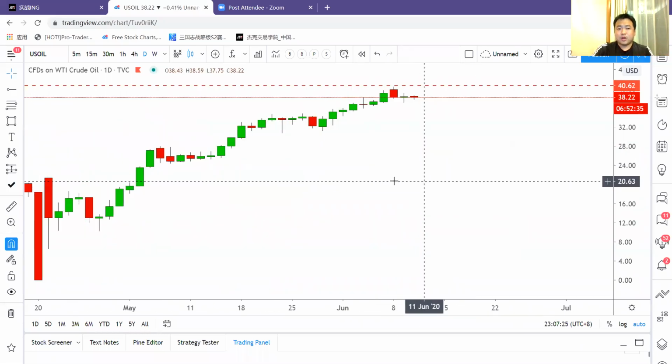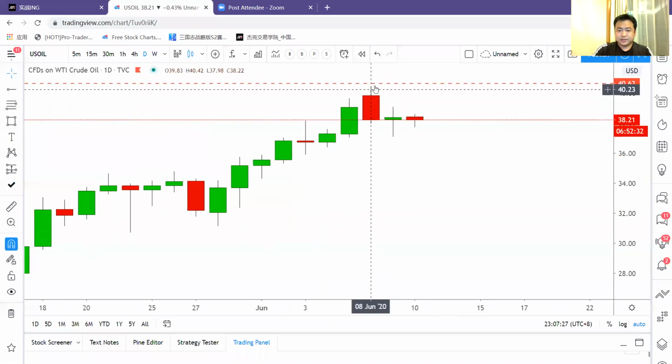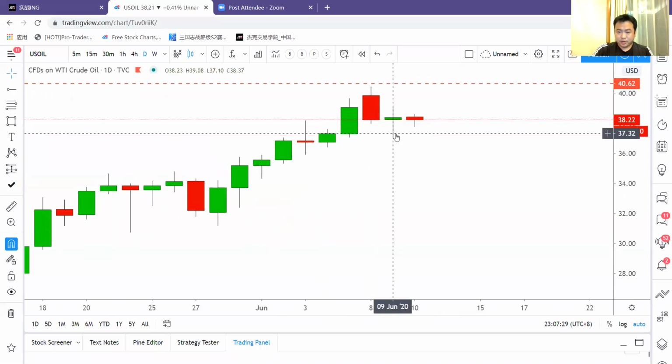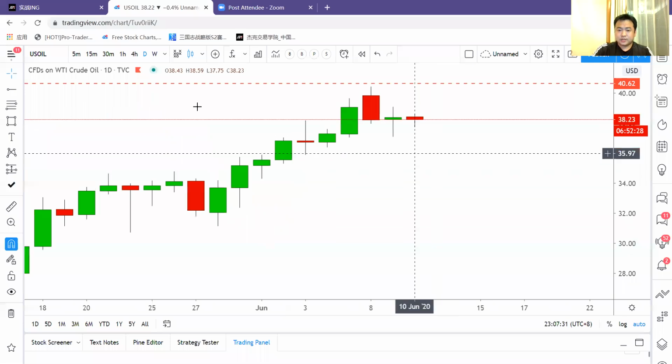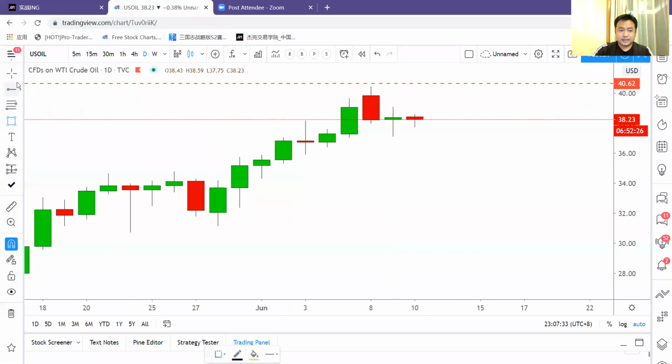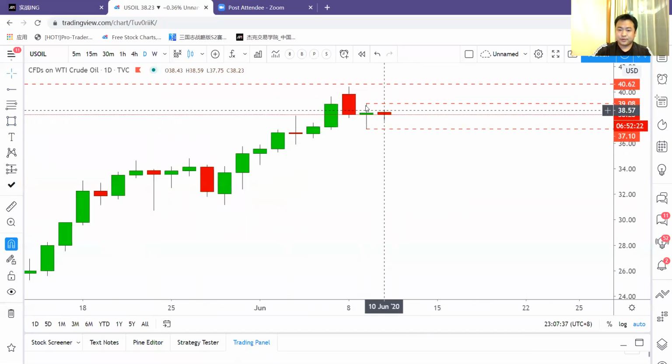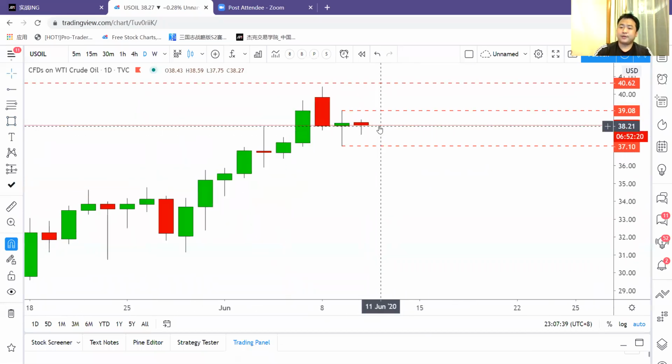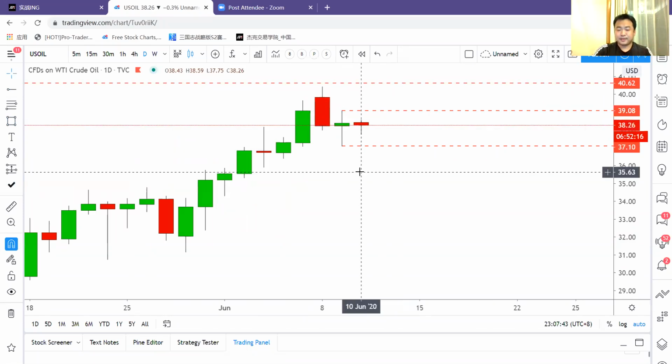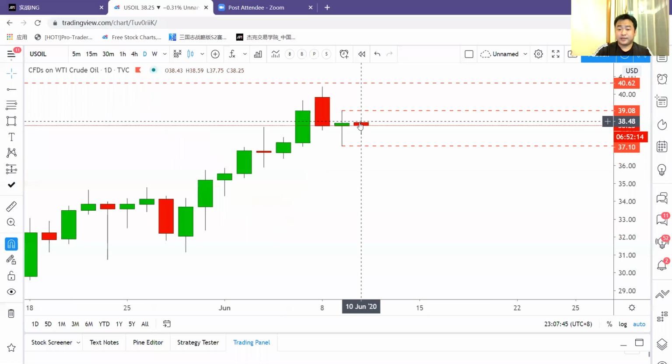So for the daily chart, you can see this is a bearish candle followed by a doji and another doji. So it has the possibility of an inside bar. Do you agree this could be an inside bar if the daily candle forms like this? Yes, this is definitely an inside bar.